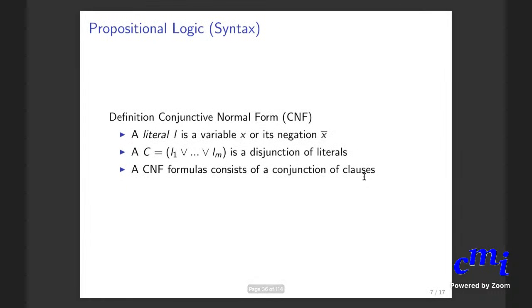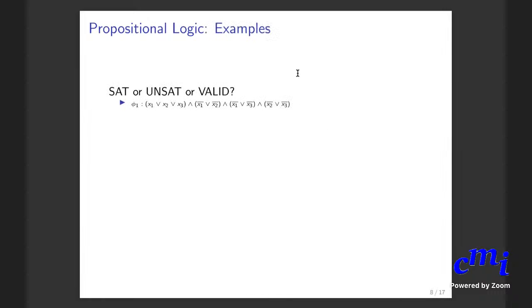The reason that we call this a normal form is because any Boolean function over a set of variables can always be expressed using a formula that fits this form, conjunctive normal form. There are other normal forms as well, which we will introduce as we go along. Here are some examples I'll start with. For each of these formulas, I want you to tell me if they are satisfiable, unsatisfiable, or valid.